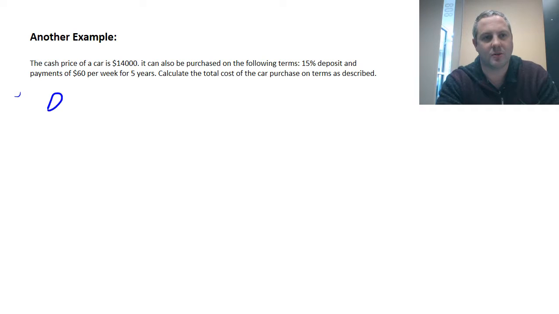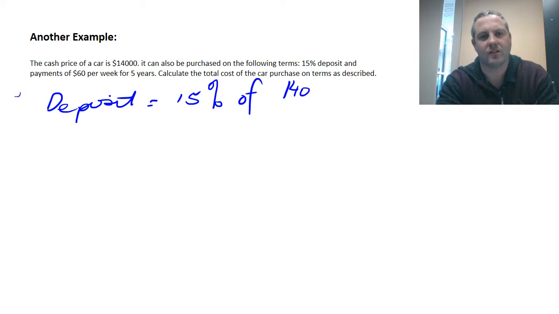So we're going to write deposit. Okay, now the deposit is 15% of $14,000. Okay, and once again, it's 0.15 because we're moving the decimal from here to here. Okay, times by $14,000. When you put that into the calculator, you're going to end up with 2,100.